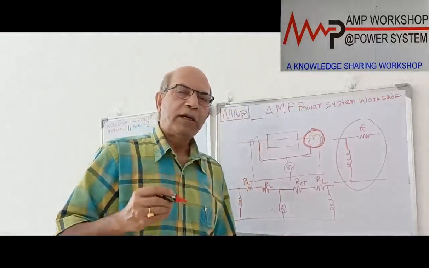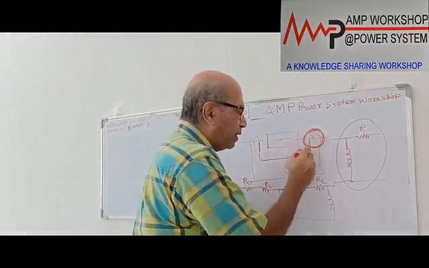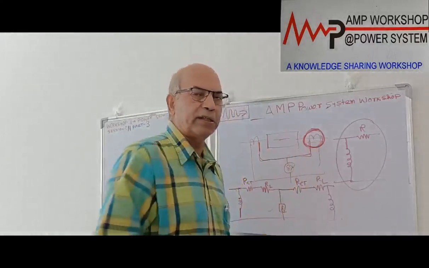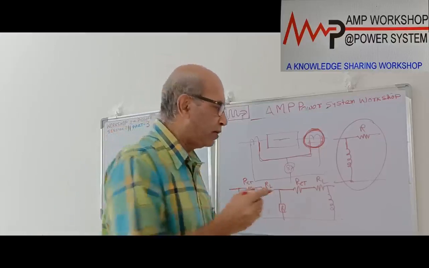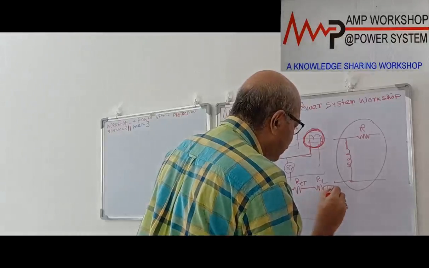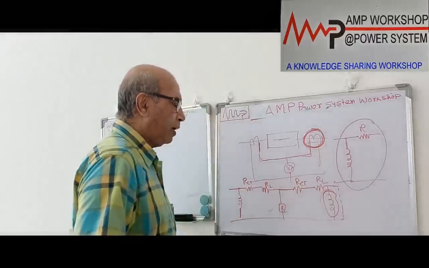Now, when this CT gets saturated, what does it mean? It is not transferring primary current to secondary current. That means its magnetization characteristic is totally lost. That means there is no magnetization reactance. Magnetization reactance becomes zero. That means this becomes zero. Effectively, we can say it becomes shorted. This is a shorting between these two. This is not present. Okay.